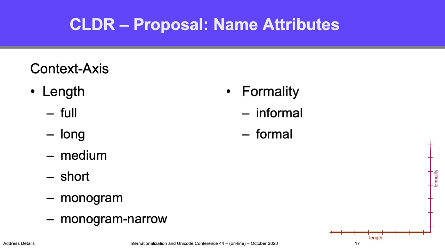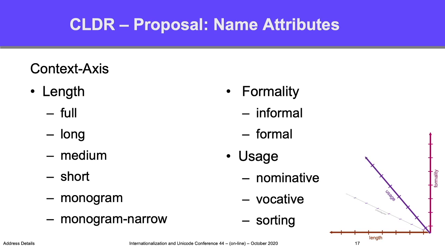A formality context. We know about informal and formal, so those are part of the attributes. The usage: nominative and vocative case, whether you're talking about someone or they're in a list, or vocative if you're talking to someone. And then sorting. How do you want to sort someone in a formal context, an informal context, perhaps a legal context, etc.